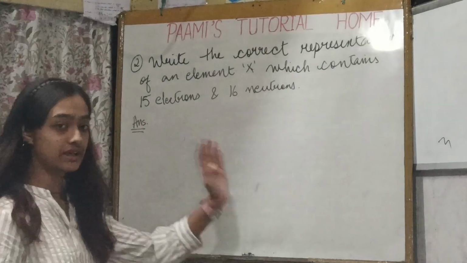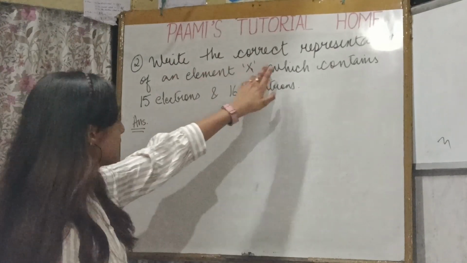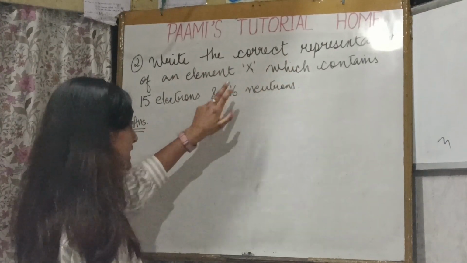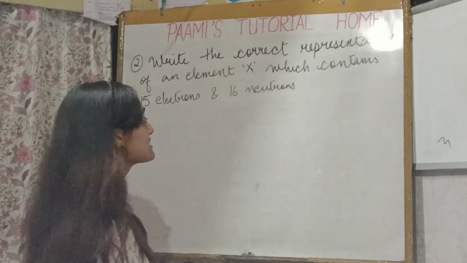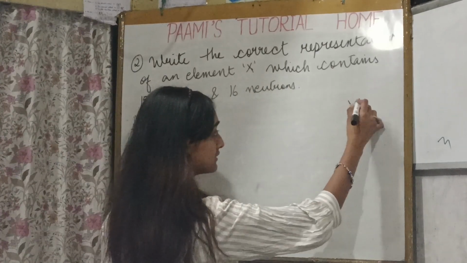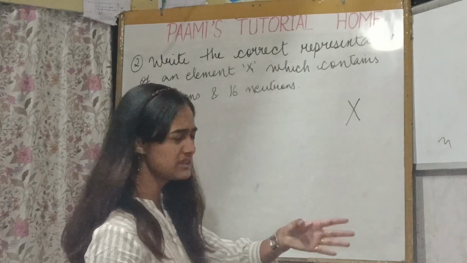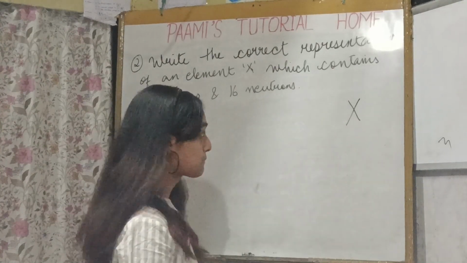So this is the next question. Write the correct representation of an element X which contains 15 electrons and 16 neutrons. Representation means we write an element out here. This is an element X. We don't know what element it is. They just told us to name it X.